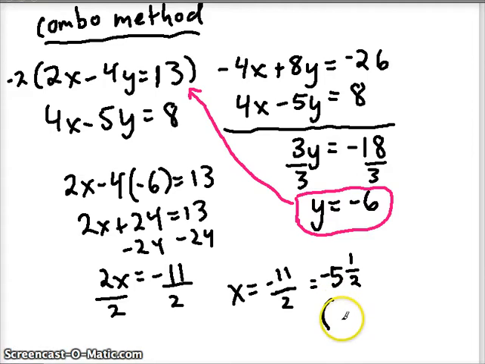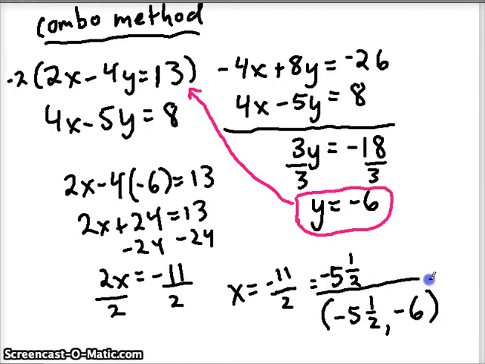So our coordinate pair is negative 5 and 1/2, and our y value is negative 6. So this is our final answer. This is the intersection of those two lines. If we were to graph it, we would find that this coordinate is actually where the two lines meet. So that was the combo method. And in the next video, I'm going to talk about a few more differences in solving systems of linear equations and getting their solutions.